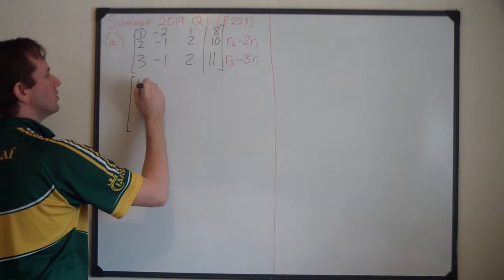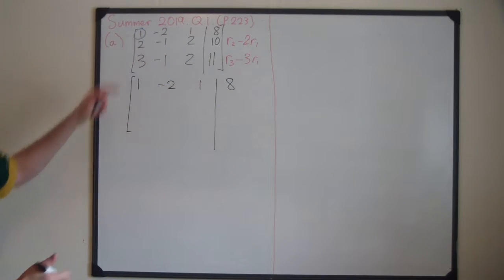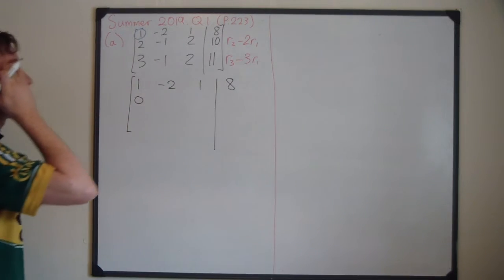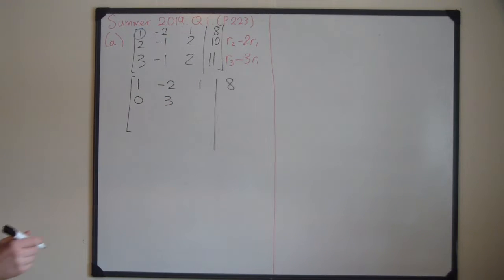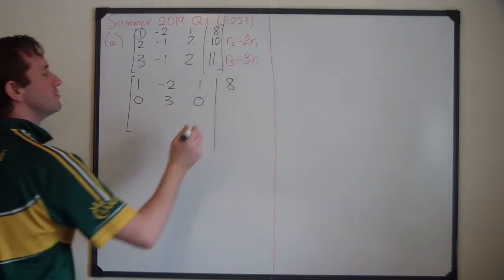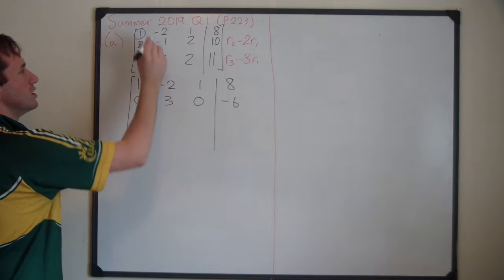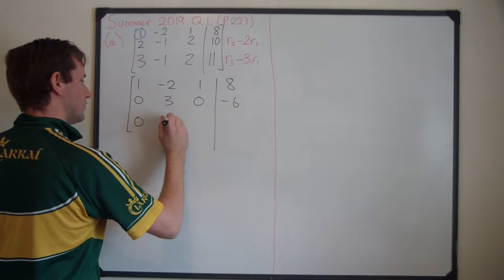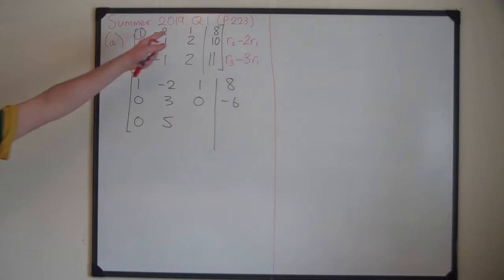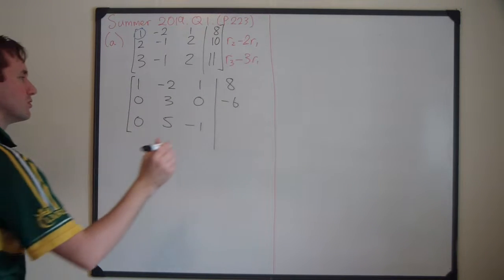First row is good, 1 minus 2, 1, 8. 2 minus twice 1 is equal to 0. Minus 1 minus twice minus 2 is minus 1 plus 4, which is equal to 3. 2 minus twice 1 is equal to 2 minus 2 is equal to 0. 10 minus twice 8 is 10 minus 16, which is equal to minus 6. 3 minus 3 times 1 is 0. Minus 1 minus 3 times minus 2 is minus 1 plus 6, which is 5. 2 minus 3 times 1 is equal to minus 1, and 11 minus 3 times 8 is 11 minus 24, which is minus 13.